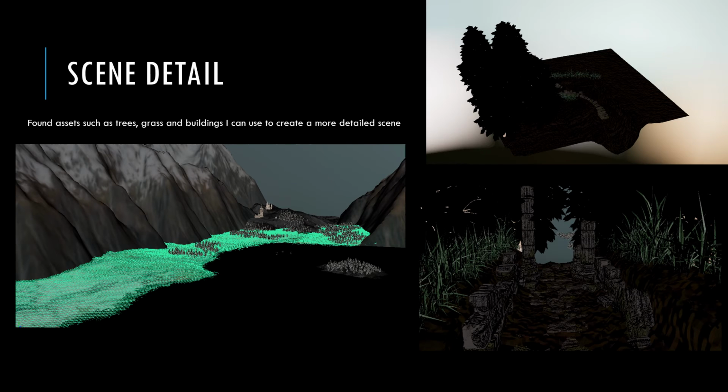I now began detailing the scene. I brought some assets such as trees and grass from online and placed them into the scene. I also got buildings from Kitbash and placed them in the background to represent the village in my scene.